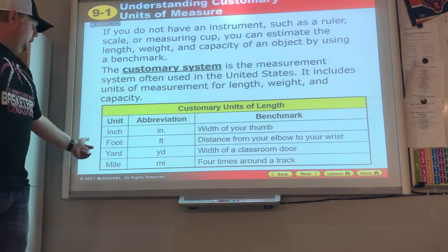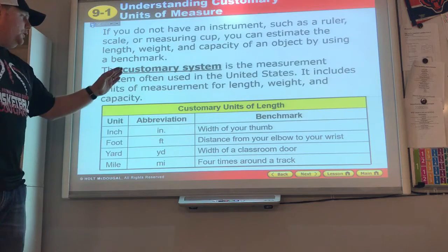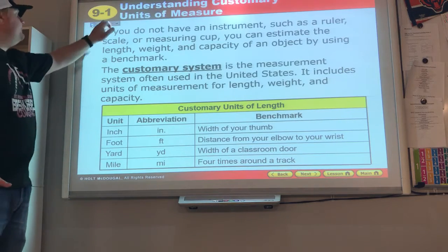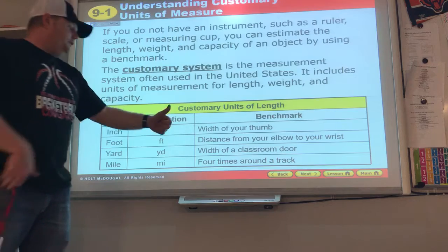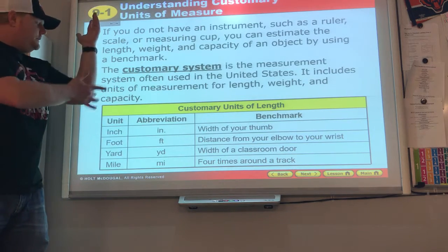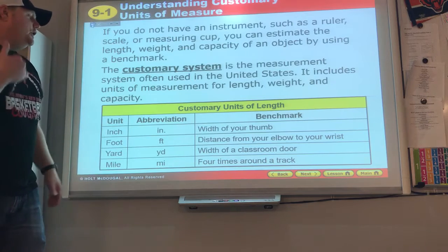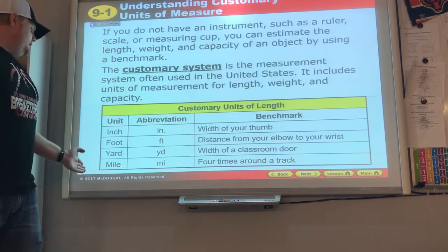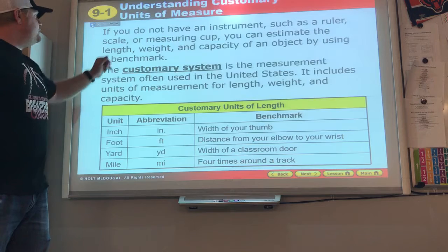The inch, foot, yard, and mile are the four that we use for length. You know that. Inch, width of your thumb. Foot, distance from your elbow to your wrist. Yard, the width of a classroom door. Mile, 4 times around a track.